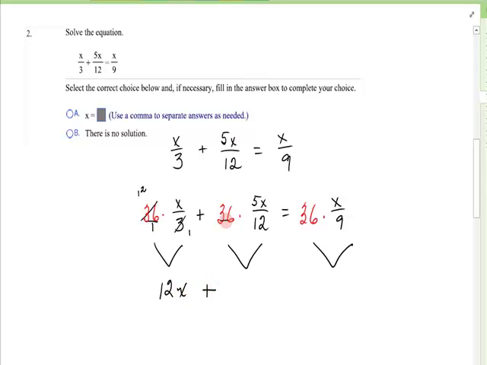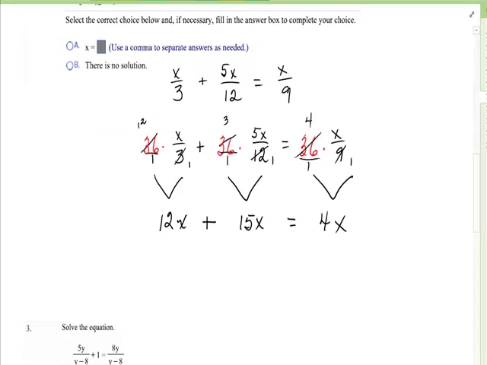Plus, put the 36 over 1. 12 goes into itself once. 12 goes in there 3 times. 3 times 5x is 15x. Equal sign. Put that over 1. 9 goes into itself once. 9 goes into 36 4 times. And I have 4x. Now this is a little unusual because all of my terms have x's.